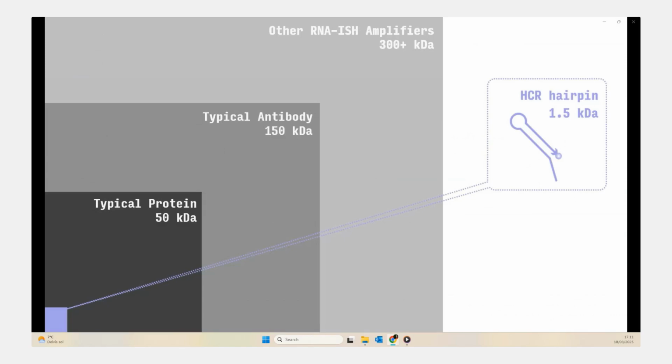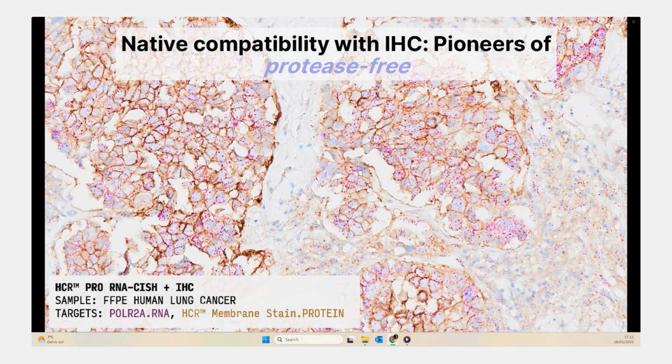One of the major features of the HCR assay is that the largest component of the assay is the HCR hairpins, which are only about 1.5 kilodaltons. And this is significantly smaller than the amplifiers of other RNA-ISH methods. And this feature eliminates the need for harsh protease digestion, which can negatively impact co-detection of protein targets. And because the HCR assay is protease-free, it allows excellent compatibility with IHC targets.